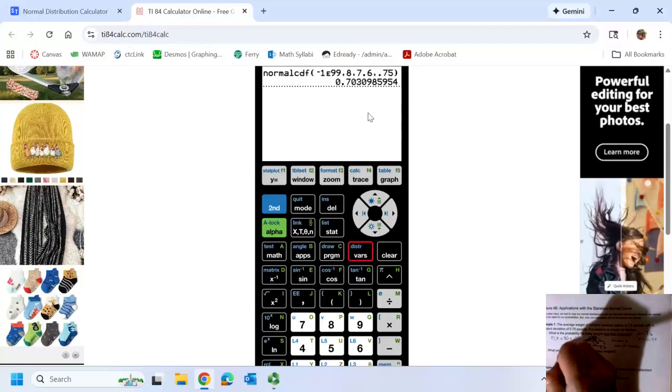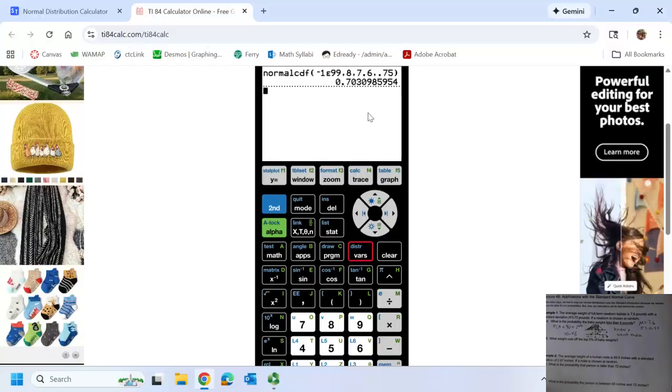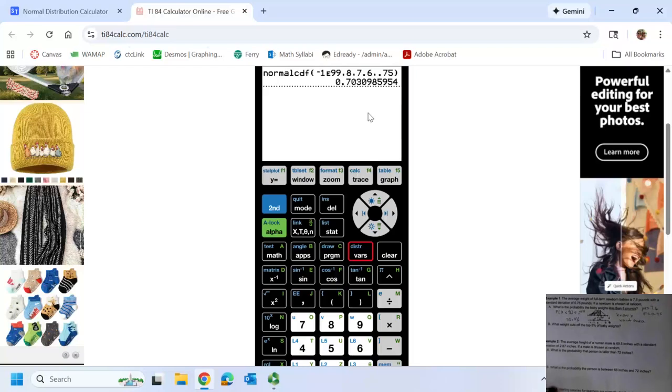0.7031, or by round, 70.3%. So 70.3% of babies will be less than 8 pounds. Great. Okay, let's do the next one.